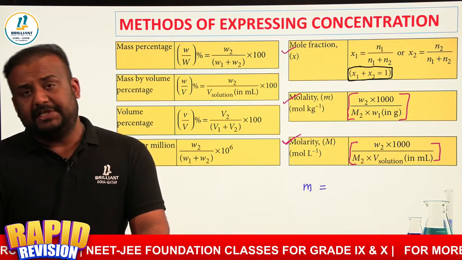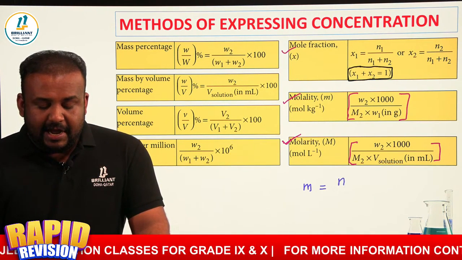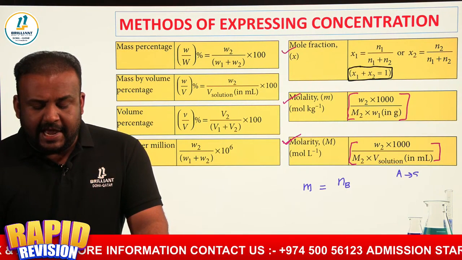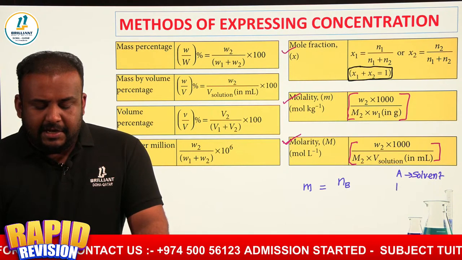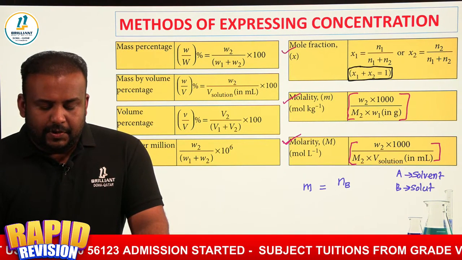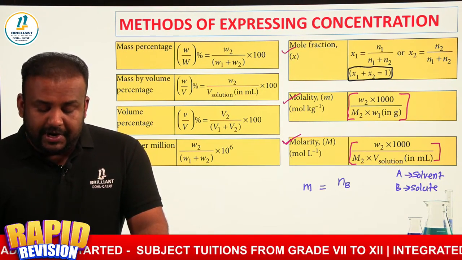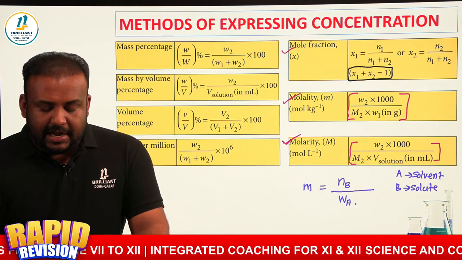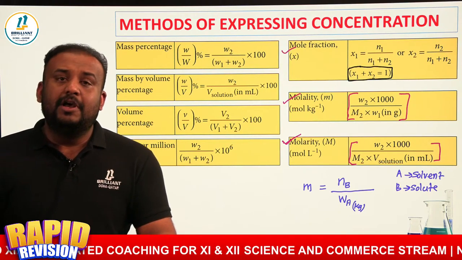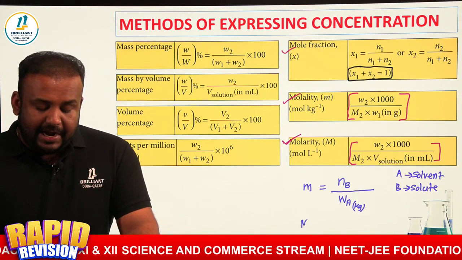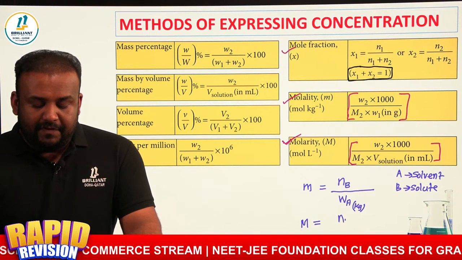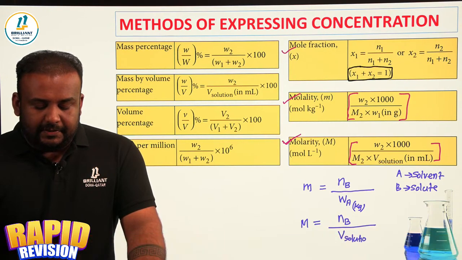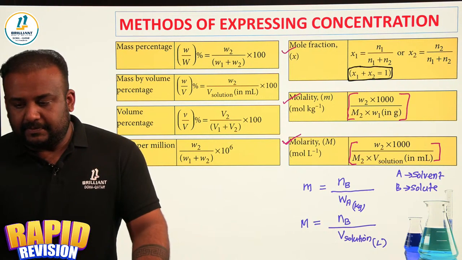Molality, which is expressed as small m, can be written as the number of moles of the solute. Say for example, I am taking a solution where A is the solvent and B is the solute. In this case, the number of moles of solute divided by the weight of the solvent in kilogram. This is the expression for molality. Whereas molarity is the number of moles of the solute divided by the volume of the solution in liters.